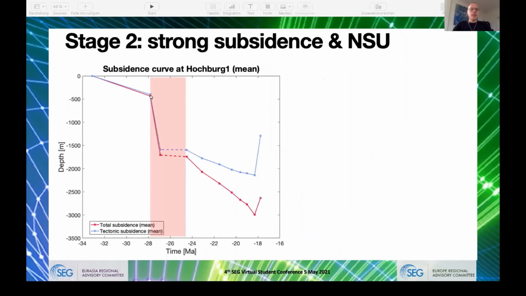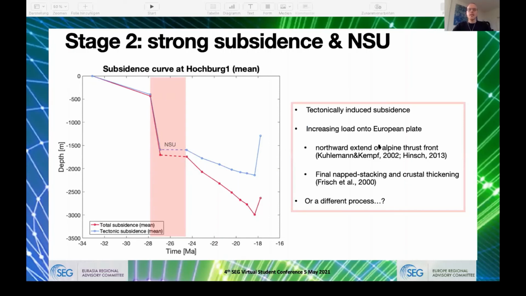So in stage 2, as already mentioned, we see this huge increase in subsidence here, mainly tectonically induced, in some wells of 1,500 meters even, followed by the northern slope unconformity. Now the question is, what is the trigger for this huge increase in subsidence in a very, very short period of time?